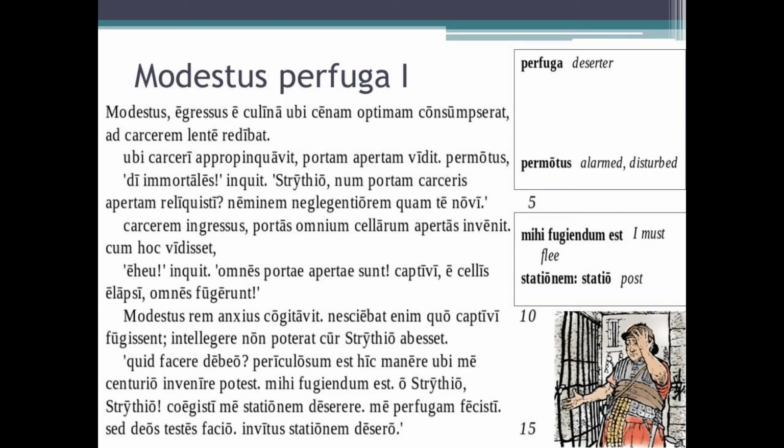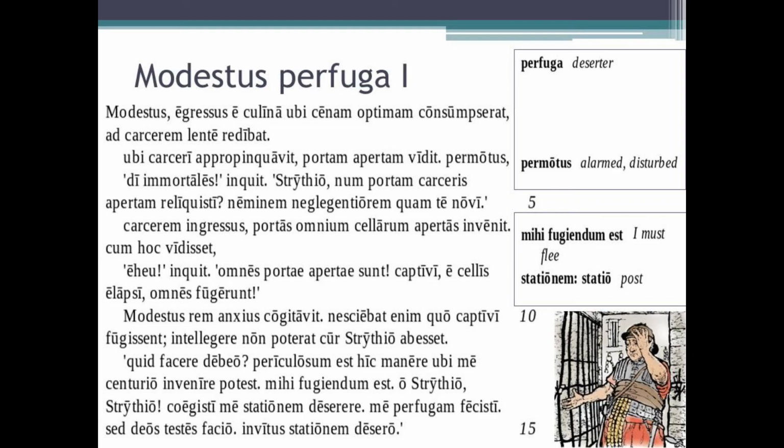So Strithio's catastrophic blunder has resulted in, well, the prisoners all escaping, and now Modestus is in quite a bleak situation. And this is highlighted in line 5, where you may have noticed the double negative of neminem negligentiorem, and this just really highlights the sense of carelessness and stupidity of Strithio. Wow. So what a way to end. This is why Latin is just so good, isn't it?